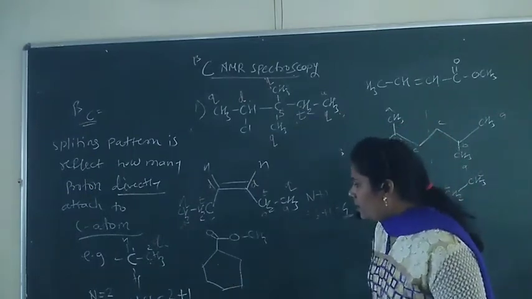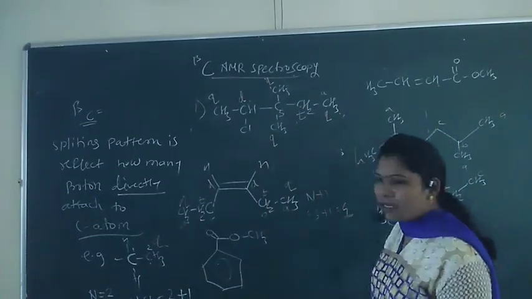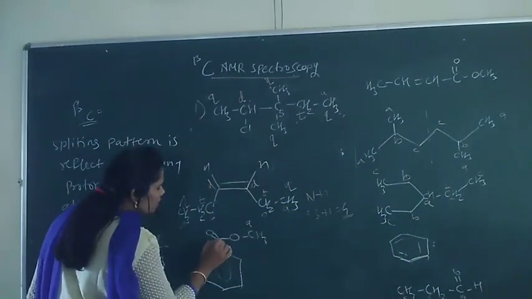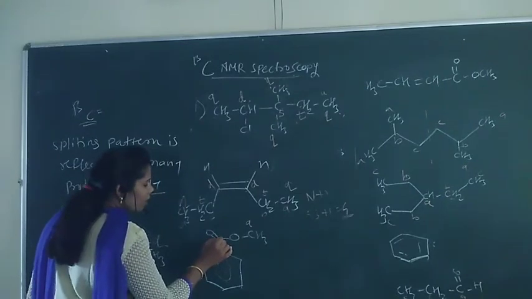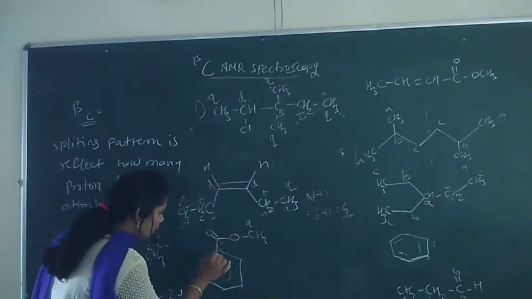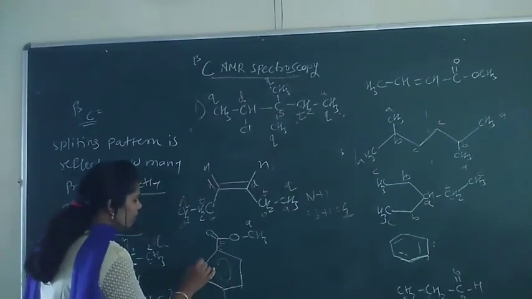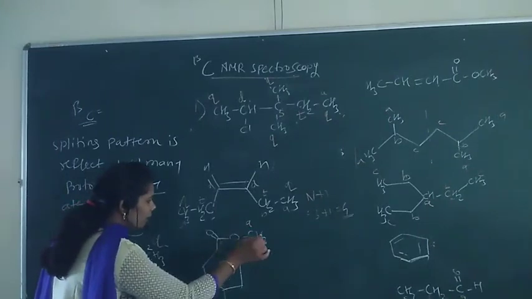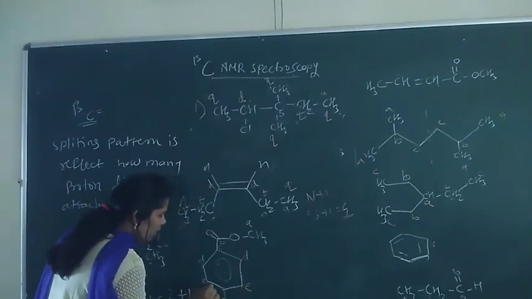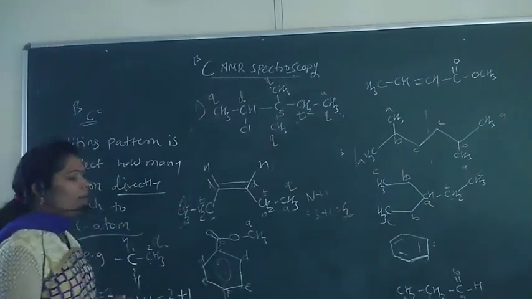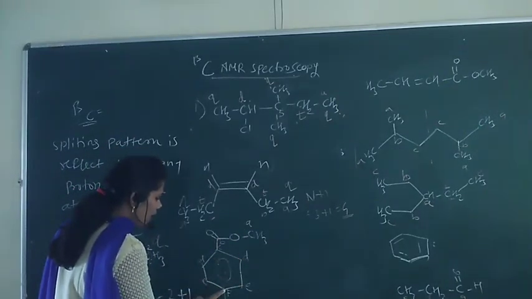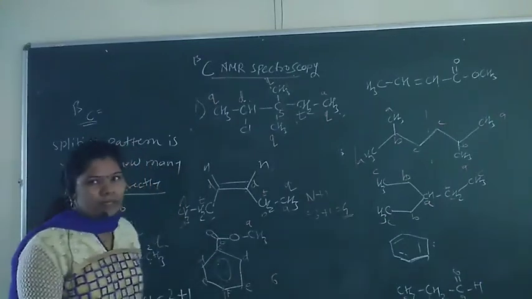Take a look at this. How many signals are given by this molecule? This is 1, this is 2, and this is 3. If we take a plane of symmetry, both sides show the same signal, so we have A, B, C, D, E, and F. That means how many signals are given by this molecule? 1, 2, 3, 4, 5 and 6. Six signals are given by this molecule.